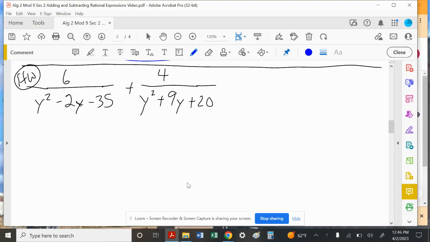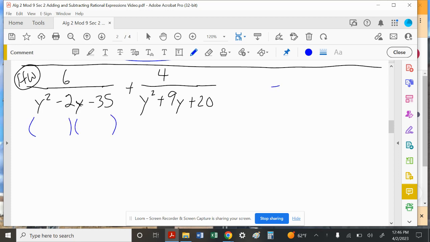Okay, so now what we're going to do is look at rational expressions that now have not polynomials, but, because that other one was a polynomial, but have parabolas, second degree equations. So we need to factor this. So we want to factor this.